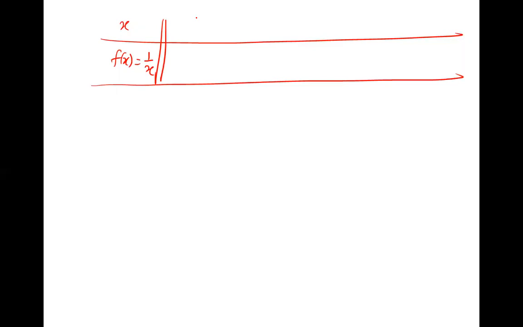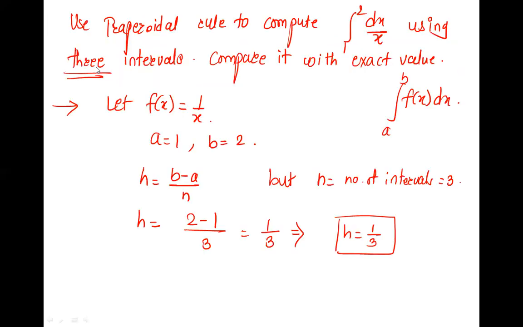Okay. But now to choose the values of x, it starts with this 1 and it will go up to 2 with the step size 1 by 3. So after 1, the next will be 1 plus 1 by 3. The next will be 1 plus 1 by 3 plus 1 by 3, and goes adding 1 by 3 to each up to we reach 2. Okay. So that will be your x values.